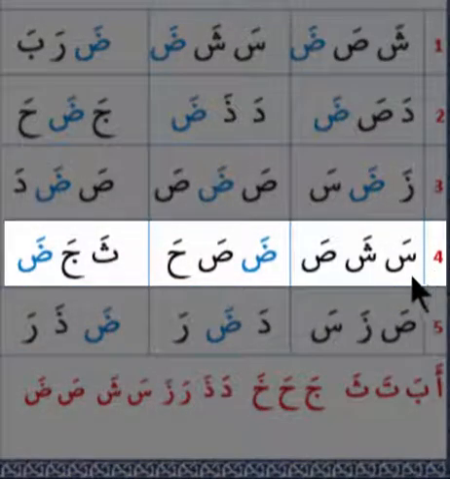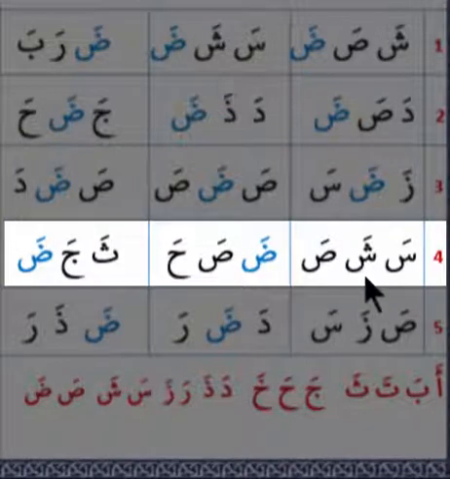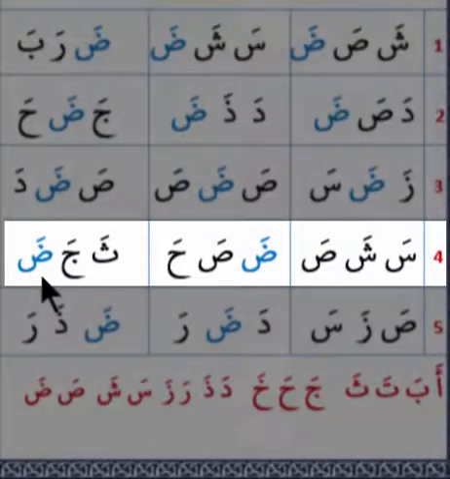Fourth line. Sa, sha, sa. Sa, sha, sa. Ba, sa, ha. Ba, sa, ha. Tha, ja, ba. Tha, ja, ba.